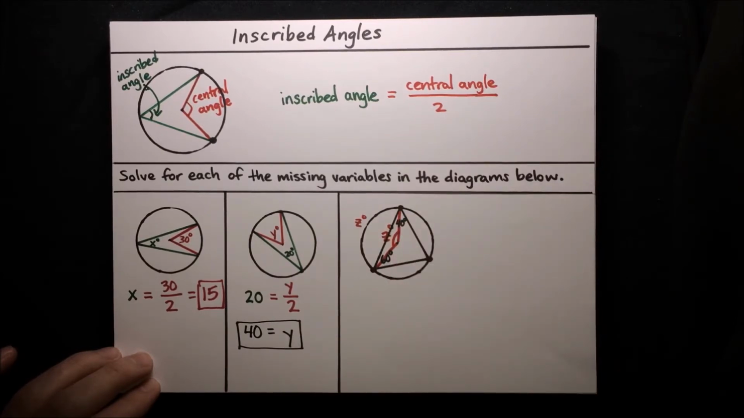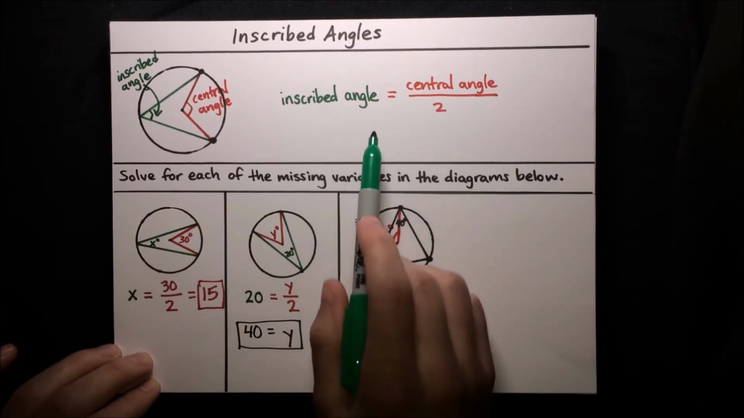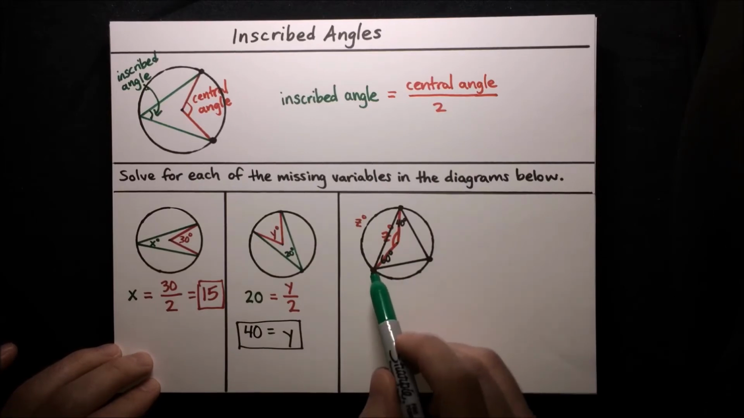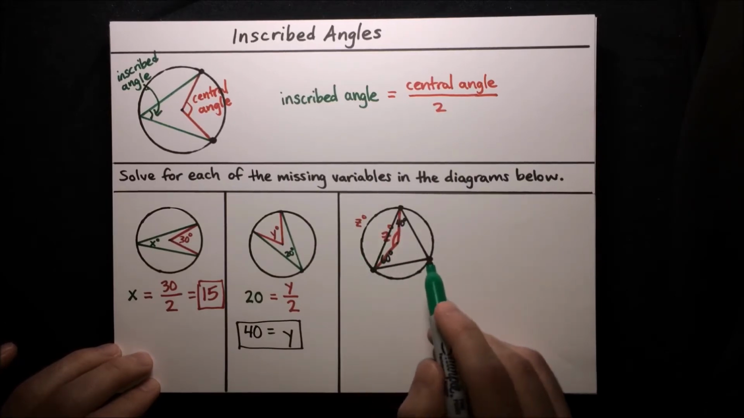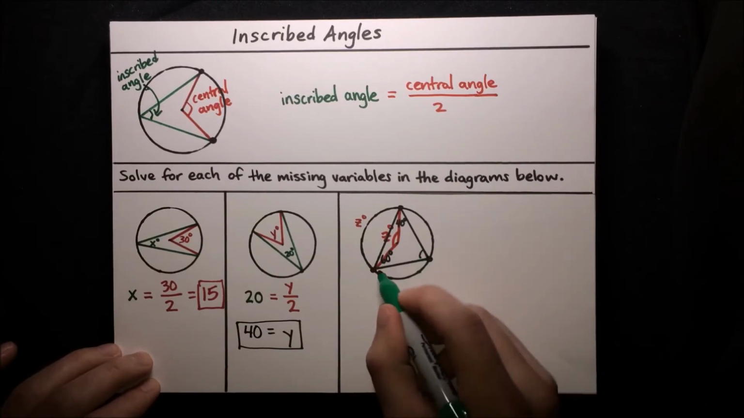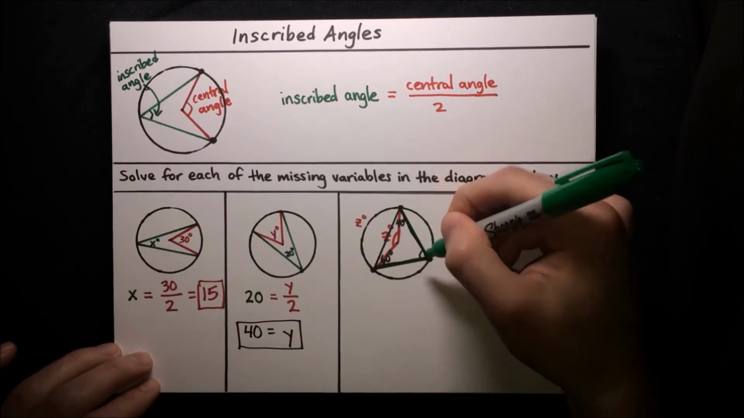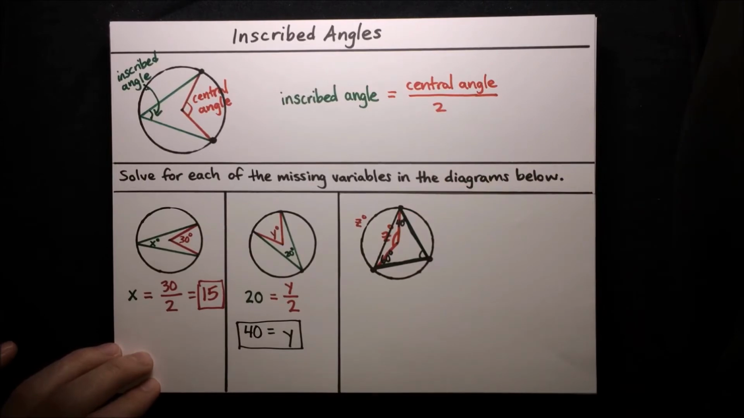Okay, and then is there any way that we can find that central angle? If we knew an inscribed angle which intercepts the same arc, then we could just use this formula, inscribed angle equals central angle over 2. So is there any inscribed angle which intercepts this arc? Well, yeah, it's right over here. This inscribed angle right here. Unfortunately, we don't know the measure of that inscribed angle, but can we figure it out?